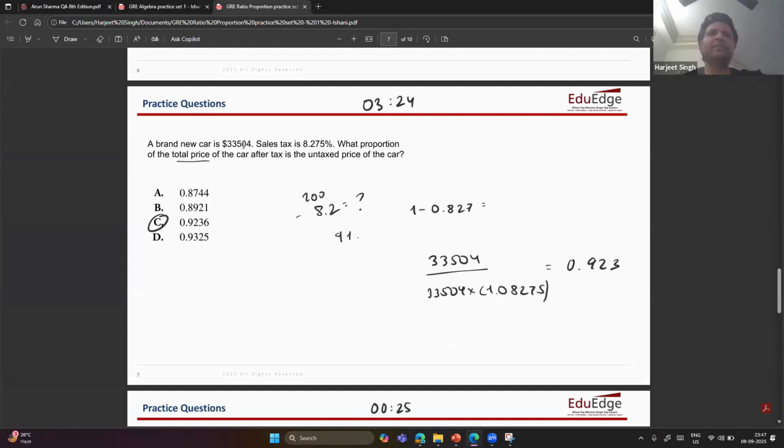Brand new car is 33504, sales tax is 8.275%. What proportion of the total price of the car after tax is the untaxed price of the car? So what ratio?